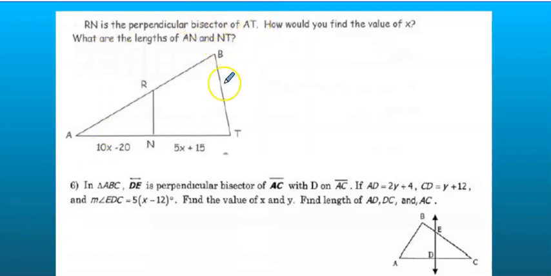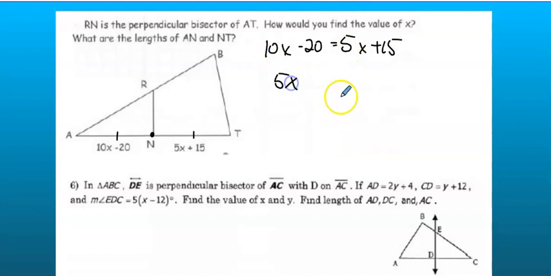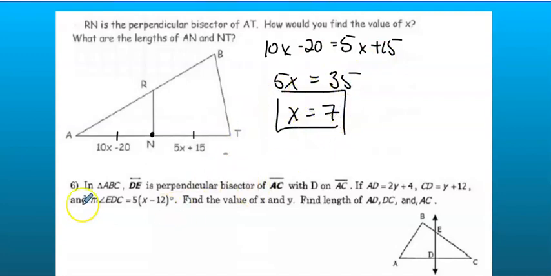RN is the perpendicular bisector of AT. In other words, this is the midpoint, which means this is congruent to this. So if we set these up equal to each other, we can find x. 10x minus 20 equals 5x plus 15. Let's subtract 5x over here, and then we'll add 20 over here. That equals 35. Divide by 5, x equals 7. And that's what it asked us to find.